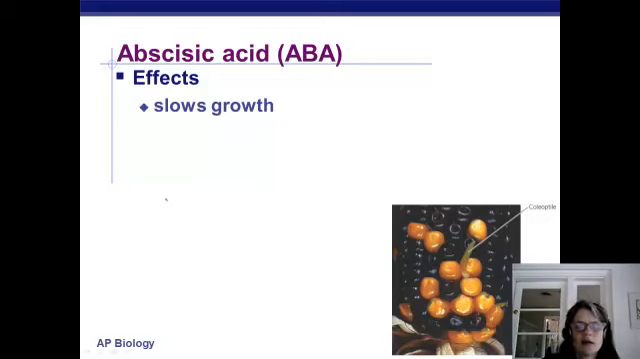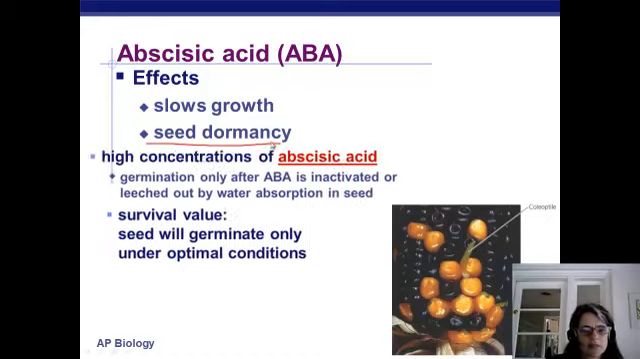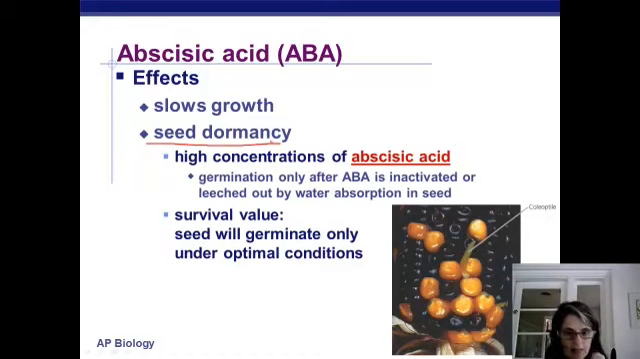Abscisic acid will slow growth down, and importantly, I would like you to know this one, seed dormancy. Seeds have in them a lot of abscisic acid, and it's preventing them from germinating. It is forcing the seed to be dormant. How then does the seed sprout? Well, it will sprout when there is enough water present to wash away the abscisic acid that is in the seed. So once the water is present, which is a cue that, hey, this is a good condition for growth, the abscisic acid is washed away and the seed will sprout or germinate. Okay? That's pretty clever, elegant little design too.